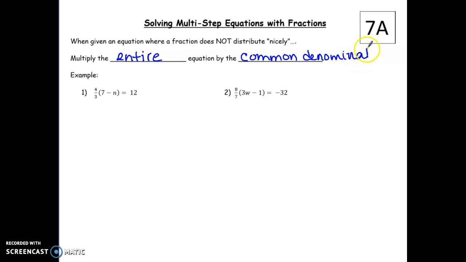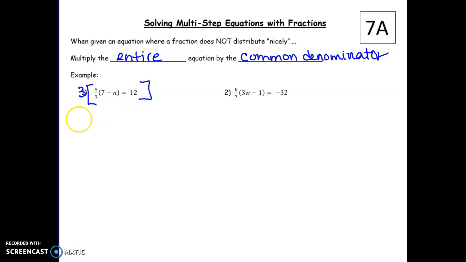All right, so if we look at number 1, we only have one fraction, and the fraction is 4/3, so there's really only one denominator. It would be 3. So the common denominator would be 3. We want to make sure the multiplication property of equality says whatever we do to one side, we have to do to the other. So if we multiply one side by 3, we have to multiply the other side by 3. So I'm actually going to show this by putting a 3 in brackets, okay?